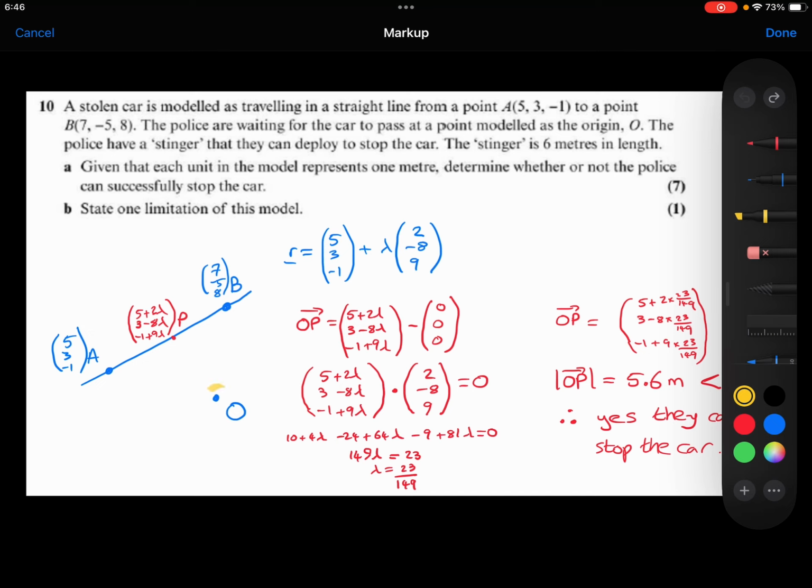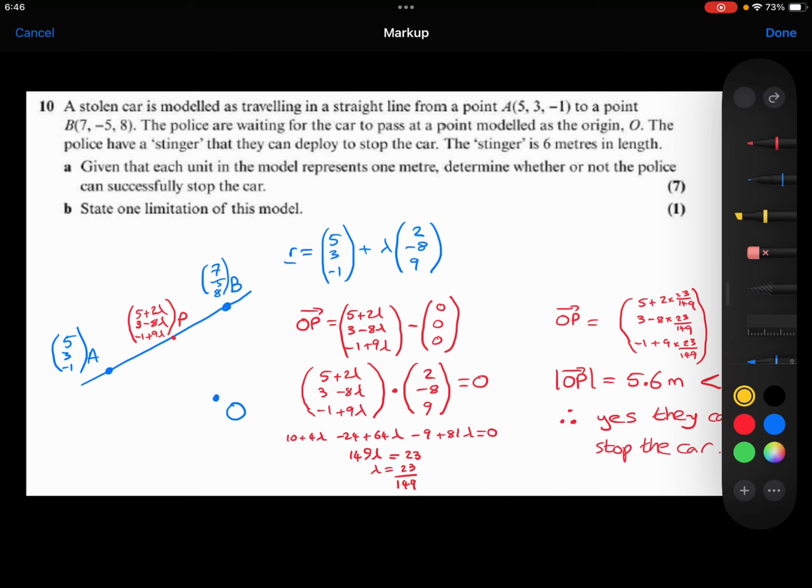You can see I've also marked on the point O, the origin, which is where the police are waiting to try and stop this car. And they have this stinger, this device that's going to try and stop the car, that's 6 metres in length. So if the car goes within 6 metres of the police, if this is less than 6, then the police will be able to stop the car. If it's not, then they won't.